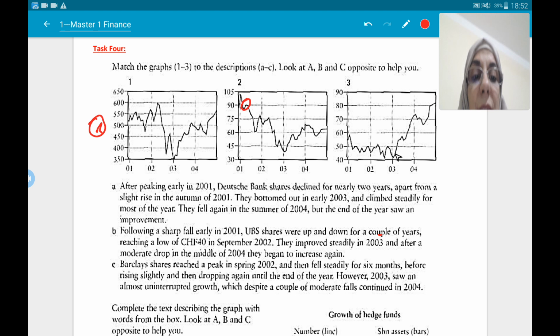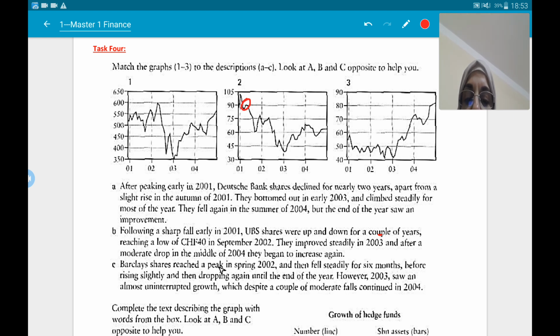or steadily, yes, it went up steadily. And after a moderate drop, a small drop, in the middle of 2004, they began to increase again. There is a growth or an increase. Now C, it's with the remaining graph, graph number 1.